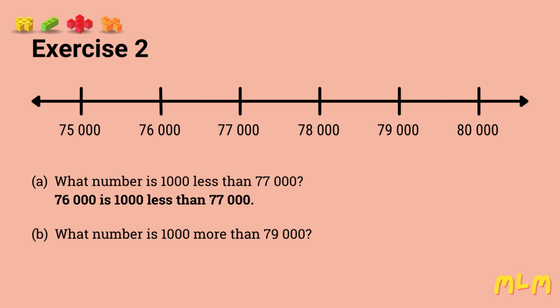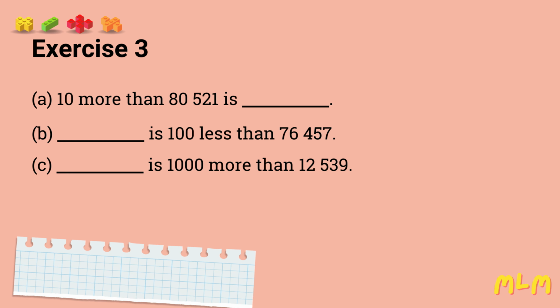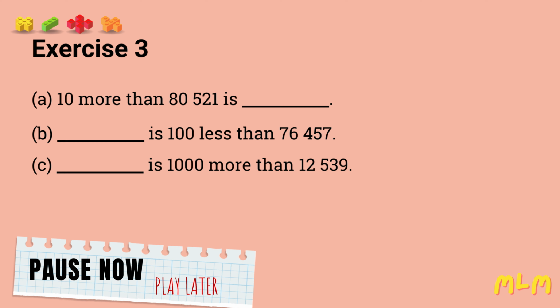76,000 is 1,000 less than 77,000. 80,000 is 1,000 more than 79,000. Are your answers correct? Let's have a final mind workout. What are the missing numbers? Pause the video and think about the answers. Play it again to see if your answers are correct.